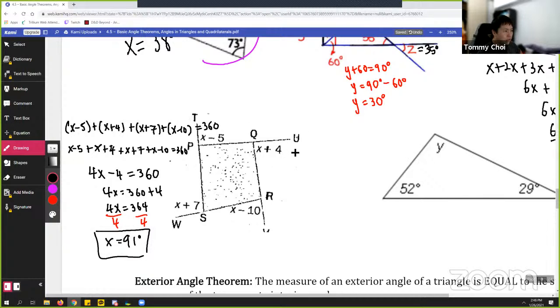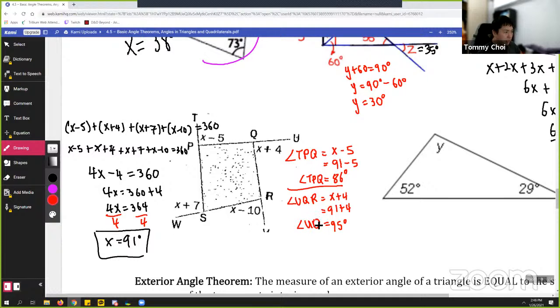So for angle, let's write each one. Angle TPQ is equal to x minus 5, which is equal to 91 minus 5. So that's going to be 86. So that's the first one done. Angle UQR is equal to x plus 4, which is 91 plus 4, which gives me 95 degrees. Not forgetting the degree sign. So angle UQR, there's our second angle.